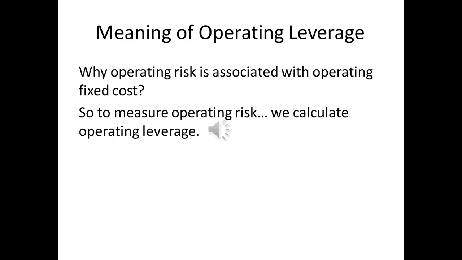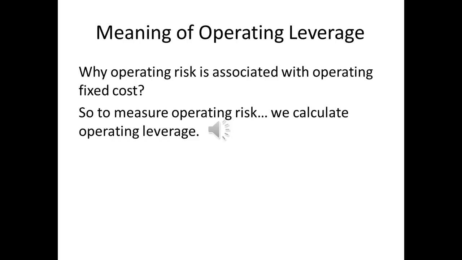Now the question arises, why is operating risk associated only with operating fixed cost and not variable cost? The reason is that if there are no sales, there will be no variable cost, but fixed cost will always be incurred. For example, if we rent a room to run a business, till the time there is no production and no sales, no variable cost will be incurred. But we have to pay room rent, and rent is a fixed cost. Therefore, the maximum loss that can be incurred in a business is the fixed cost. Whether there are any sales or not, fixed cost is always incurred.